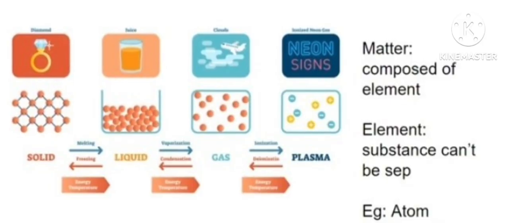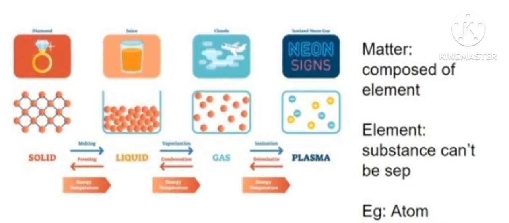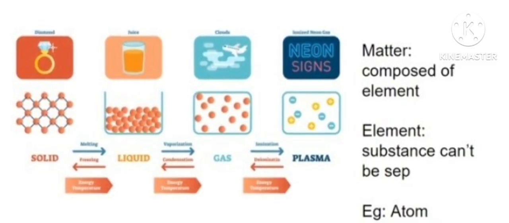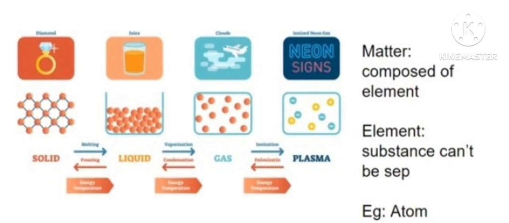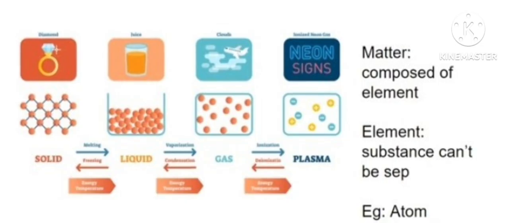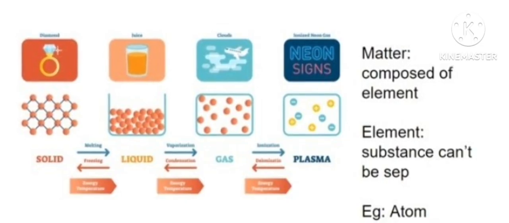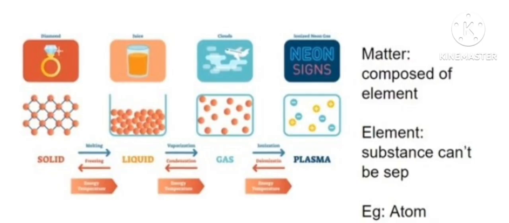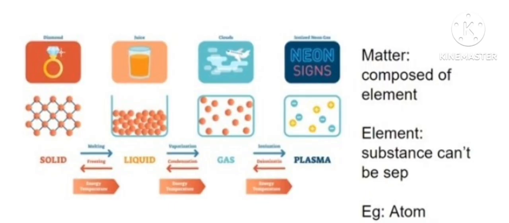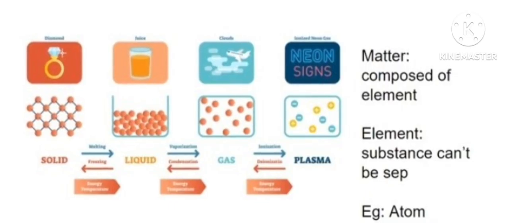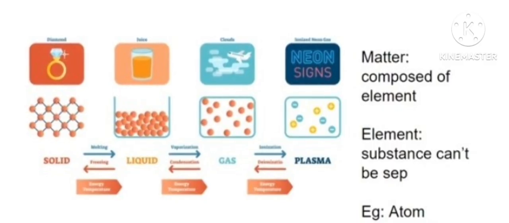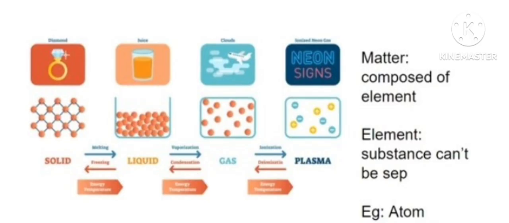So in the next slides, the states of matter and basic chemistry. Four states of matter: solid, for example diamond, where molecules are tightly packed with a fixed shape. Liquid, for example juice; molecules are close but can move to take the shape of the container. And gas, for example clouds; the molecules are far apart and spread out. And plasma, for example neon signs, ionized neon gas. So, ionized gas with charged particles.